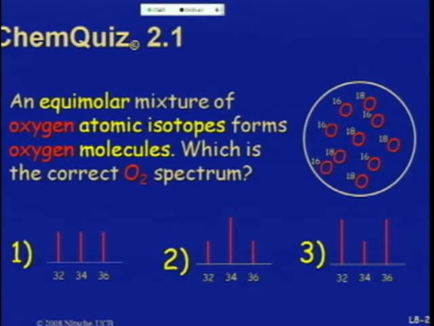Of course, they react. The oxygen doesn't stay around by itself, okay? So I get this spectra with mass 32, 34, and 36. And this is a ratio of 1 to 1 to 1. This is a ratio of 1 to 2 to 1. This is a ratio of 2 to 1 to 2. So this here is half as high as here, or this here is double as high as that one. Okay? So what is the answer? Which is the correct oxygen 2 spectrum?